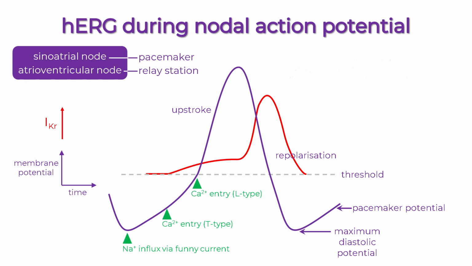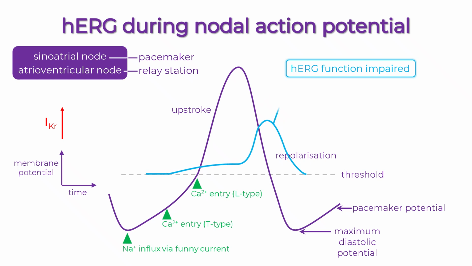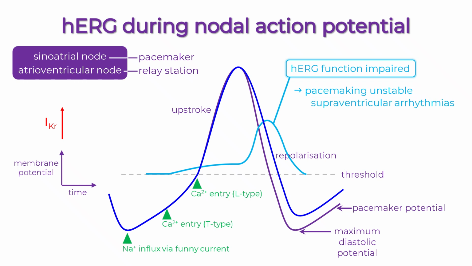When hERG function is impaired, repolarization is slowed. Pacemaker depolarization may begin prematurely, and overall pacemaking becomes unstable. These changes can contribute to atrial or junctional arrhythmias or facilitate re-entry circuits in the AV node.